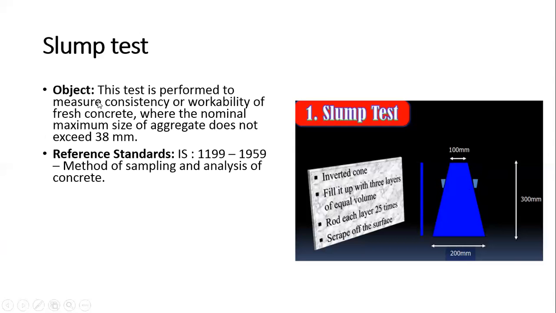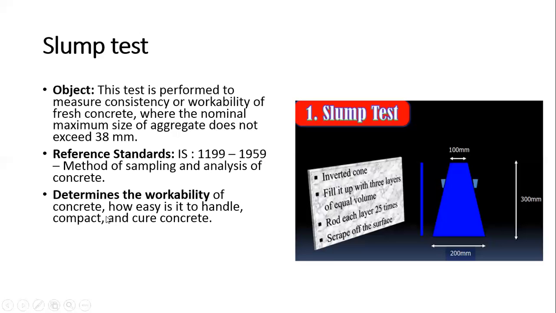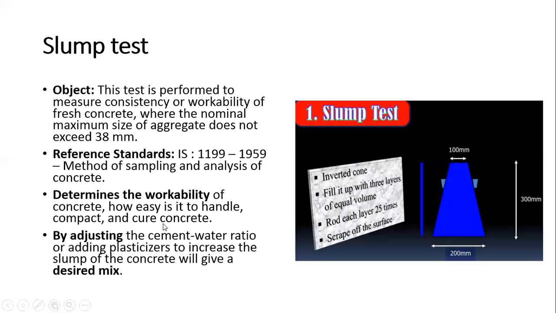So what is the object of this test? It is performed to measure the consistency or workability of fresh concrete. This is your reference standard: IS 1199 1959. It determines the workability of concrete, how easily it is handled, compacted, and cured. So basically, it is a combination of three things: how easily it is handled, how easily it is compacted, and how to cure the concrete.